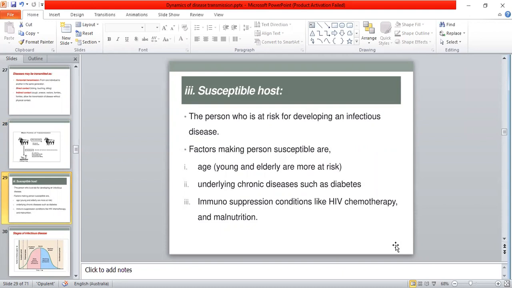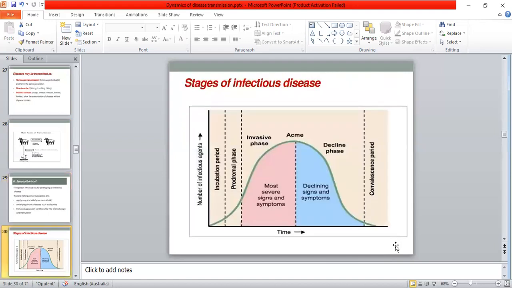Susceptible host. The person who is at risk for developing an infectious disease is called a susceptible host. Factors making persons susceptible are extremes of age, young and elderly are at more risk. Underlying chronic diseases such as diabetes or immunosuppression can also lead to susceptibility to infection, as in HIV, chemotherapy, and malnutrition. Stages of infectious disease. There are different stages starting from incubation period, prodromal phase, invasive phase, decline phase, and convalescent period.